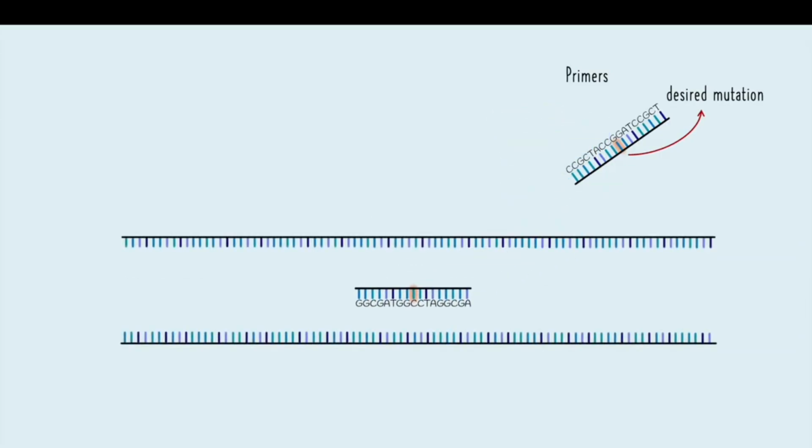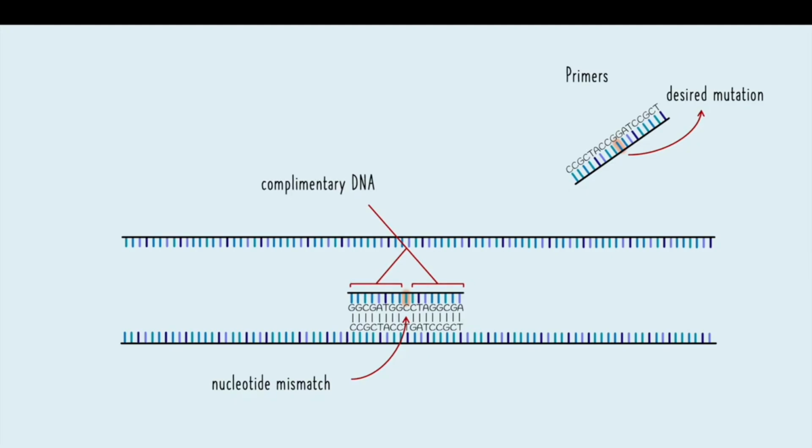These primers will contain a single nucleotide mismatch at the position where the mutation is intended to be introduced. The primer should also contain enough nucleotides flanking the mutation site to allow for accurate amplification of the target DNA.